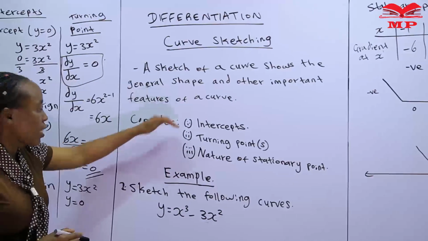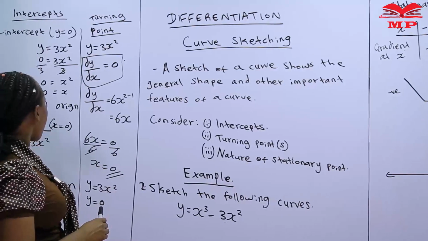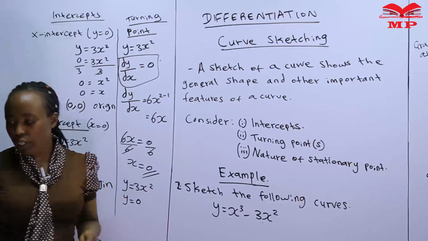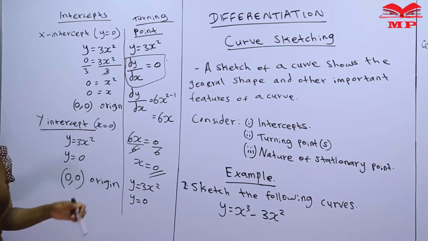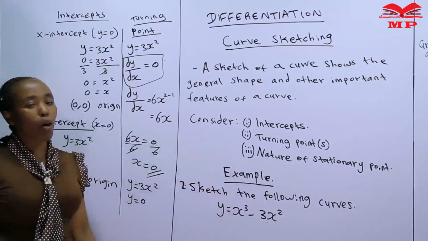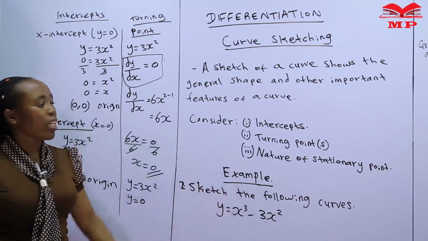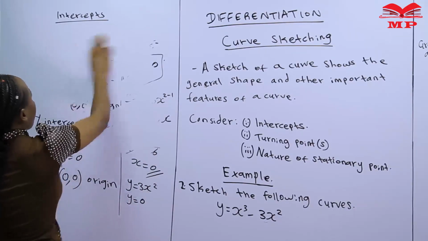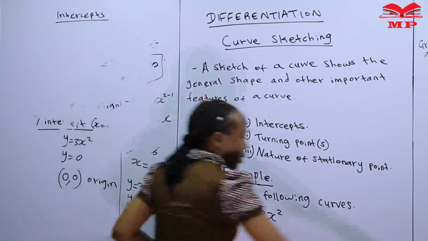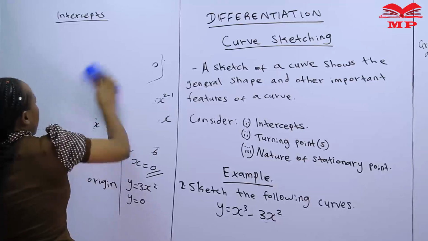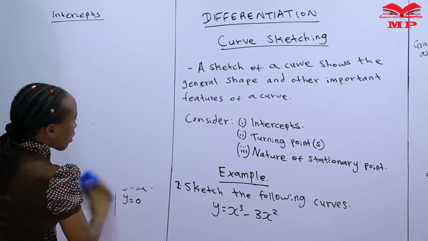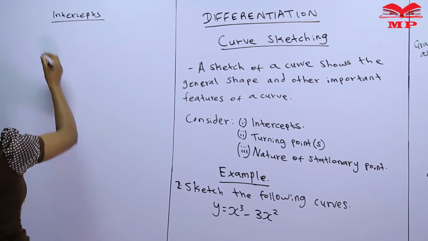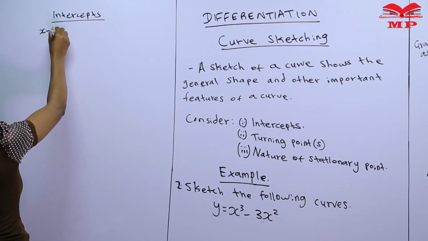I want us to follow the same procedure. With the first one, it is very direct because everything is (0, 0) and we know that it's a minimum. So in this one, I want us to move step by step again. We start with the intercepts, then we move on to the turning point, that is the stationary point, and then the nature of the stationary point. We can start with the x-intercept.